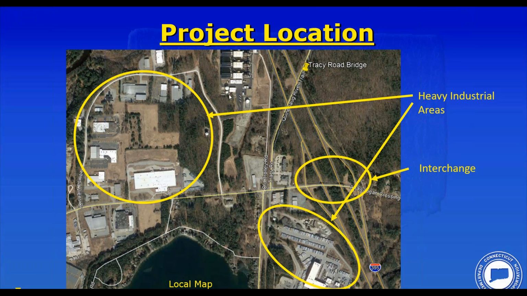The bridge goes over Tracy Road. Important thing to note about this project, it only involved the replacement of the northbound structure. For some reason, the southbound structure is not in as bad a condition. Maybe at some point in the future, we'll replace the southbound structure, but this project really just involved the replacement of the northbound structure of I-395 over Tracy Road.